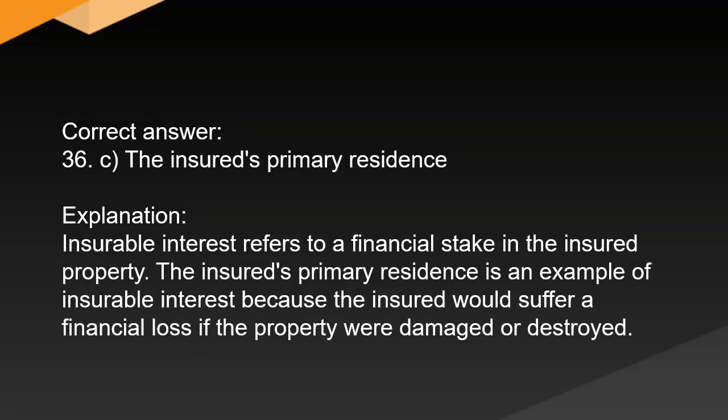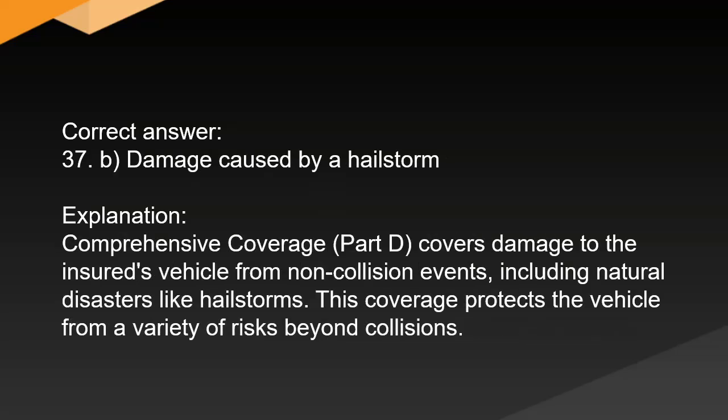Correct answer. C. The insured's primary residence. Explanation. Insurable interest refers to a financial stake in the insured property. The insured's primary residence is an example of insurable interest because the insured would suffer a financial loss if the property were damaged or destroyed. Correct answer. B. Damage caused by a hailstorm. Explanation. Comprehensive coverage, Part D, covers damage to the insured's vehicle from non-collision events, including natural disasters like hailstorms. This coverage protects the vehicle from a variety of risks beyond collisions.